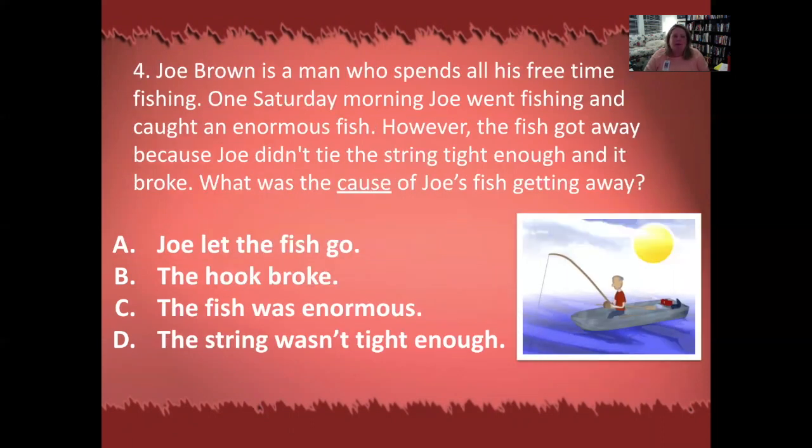2 more. Joe Brown is a man who spends all his free time fishing. One Saturday morning, Joe went fishing and caught an enormous fish. However, the fish got away because Joe didn't tie the string tight enough and it broke. What was the cause of Joe's fish getting away?